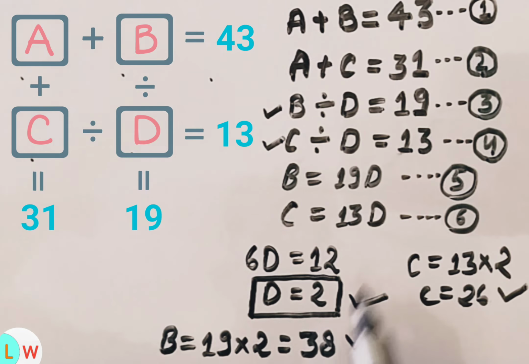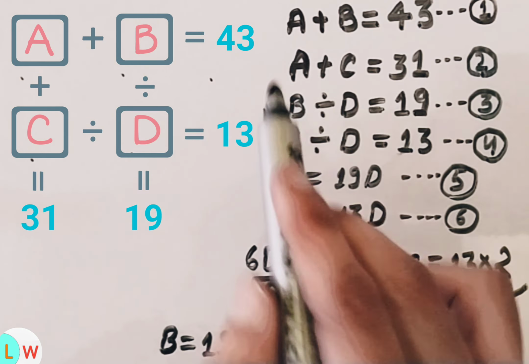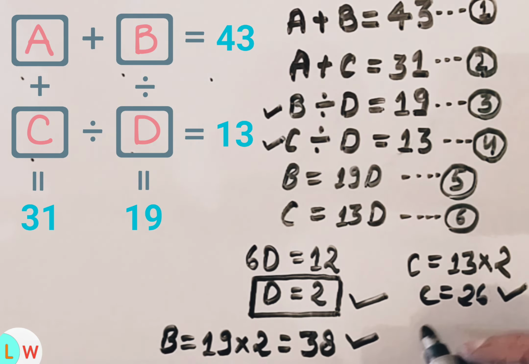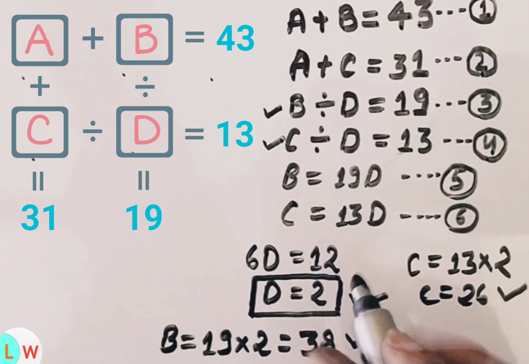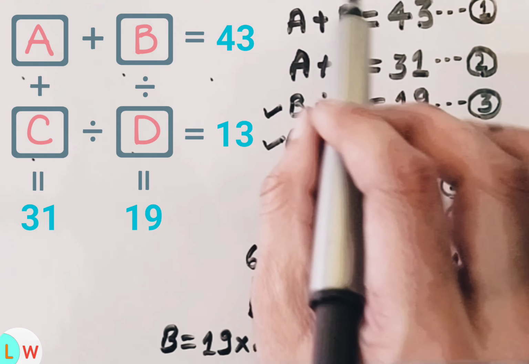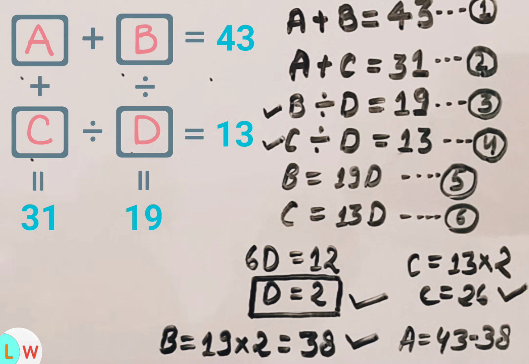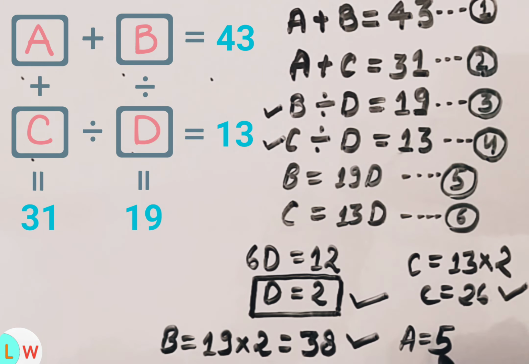And here is our final step. Let's go ahead and substitute b equals 38 value in our equation number 1, and here is our equation number 1. A plus b equals 43. If we want to isolate a, let's move this 38 to the other side, so a equals 43 minus 38, so that means our a value is going to be 5. So thus our a value turns out to be 5.